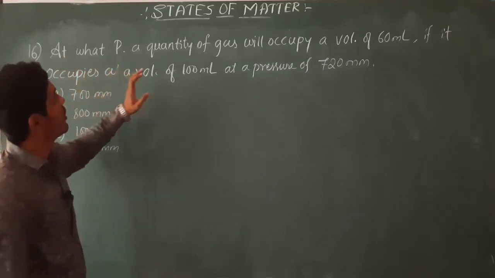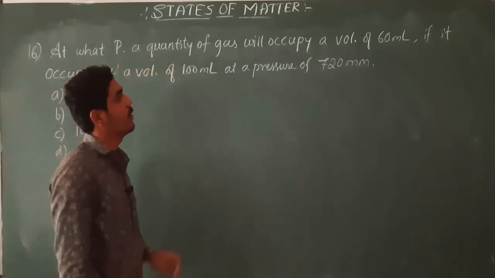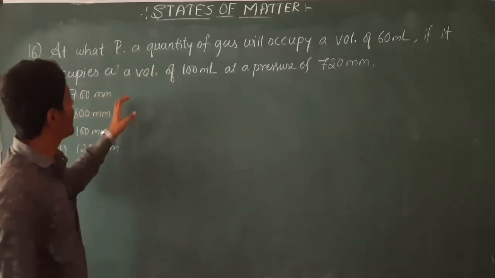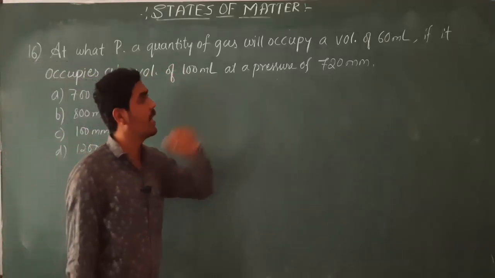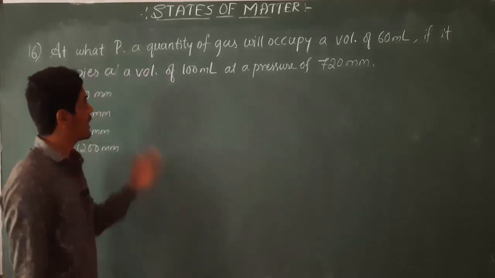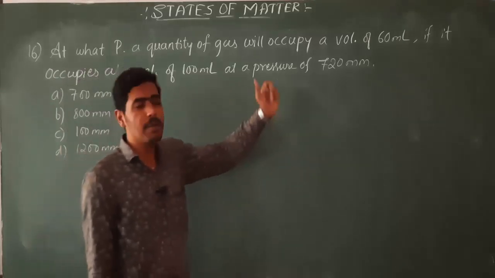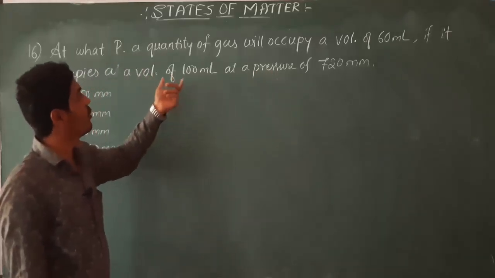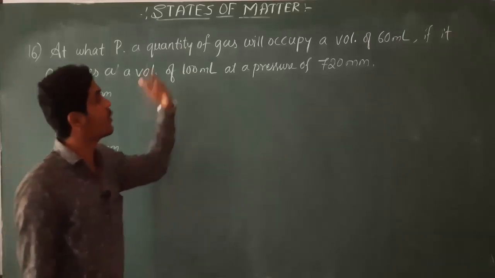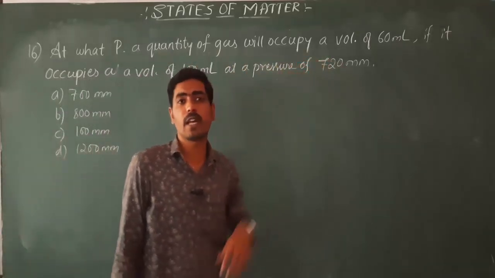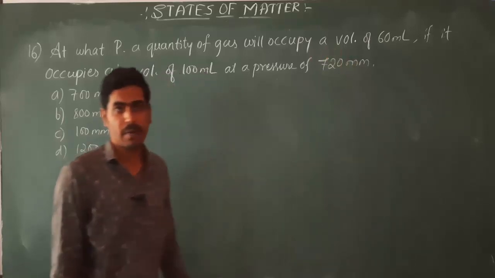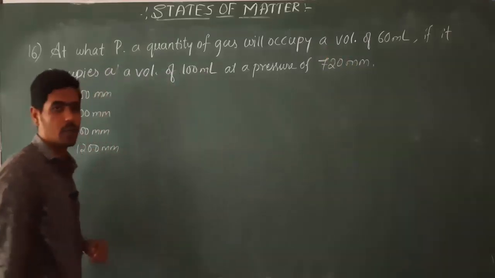At what pressure will a quantity of gas occupy a volume of 60 ml if it occupies a volume of 100 ml at a pressure of 720 mm? ಒಂದು ಗ್ಯಾಸ್ 720 mm ಪ್ರೆಷರ್ ಮೇಂಟೈನ್ ಮಾಡಿದಾಗ ವಾಲ್ಯೂಮ್ ಎಷ್ಟು ಅಕ್ಯುಪೈ ಮಾಡುತ್ತಾ? 100 ml ಅಕ್ಯುಪೈ ಮಾಡುತ್ತಾ? ದೆನ್ ಅಟ್ ವಾಟ್ ಪ್ರೆಷರ್ 60 ml ವಾಲ್ಯೂಮ್ ಇಟ್ ವಿಲ್ ಅಕ್ಯುಪೈ? ಅದನ್ನ ನೀವೇನು ಮಾಡಬೇಕು? ಫೈಂಡ್ ಔಟ್ ಮಾಡಬೇಕು.